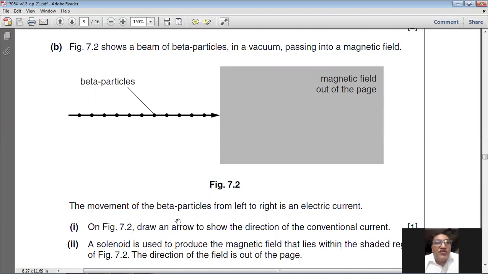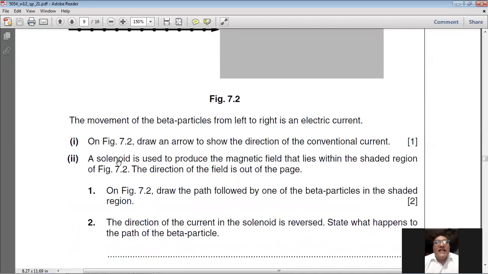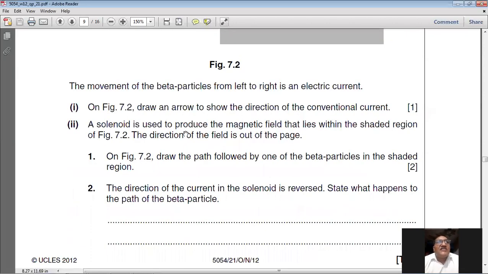On figure 7.2, draw an arrow to show the direction of the conventional current. So the electron current is going from left to right. The conventional current will be opposite to it. It will be towards the left. So draw an arrow like this. Then he says a solenoid is used to produce a magnetic field that lies within the shaded region. On figure 7.2, the direction of the field is out of the page. On figure 7.2, draw the path followed by one of the beta particles in the shaded region.